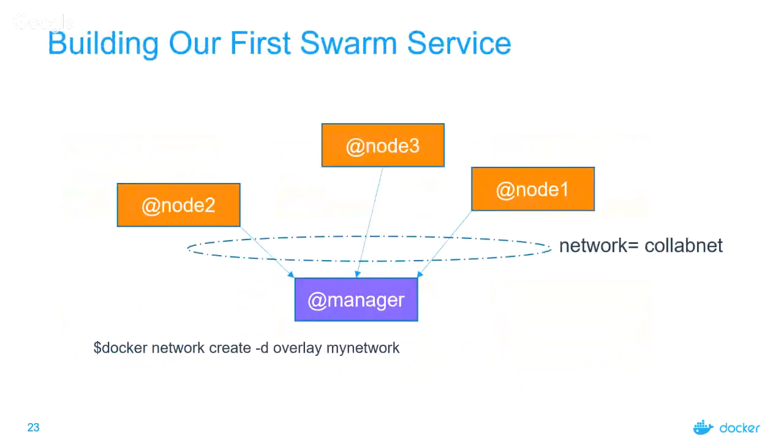So let us look at our first Swarm service, which we are going to create. I have a 4 node cluster, out of which 3 are worker nodes and 1 is a manager node. You say docker network create overlay my network. Sorry, this is wrong. The network should be collabnet. So it will create a collabnet network.